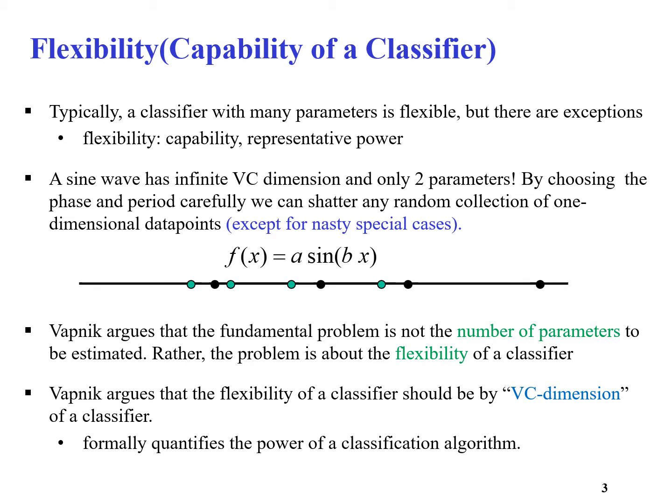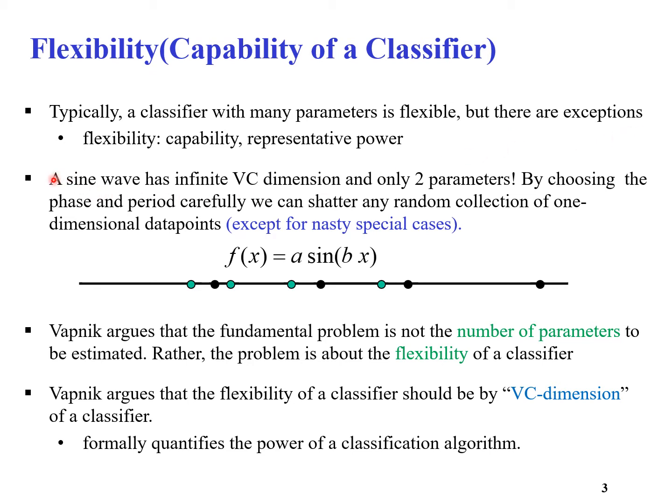Then the next question is, what kind of classifier is very flexible? In general, people say a classifier with many parameters is flexible and capable. That means we have a classifier containing many parameters, and usually we believe that classifier can represent very complex concepts or very complicated classification boundaries. But actually, this is not always correct, and there are some exceptions.